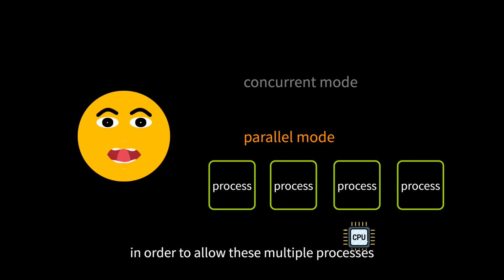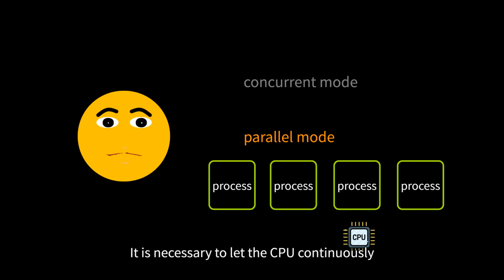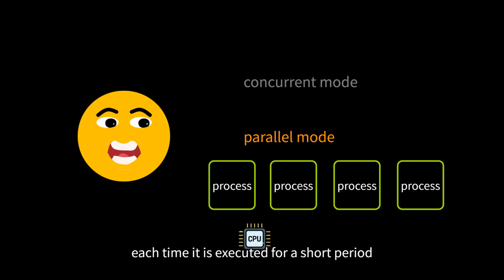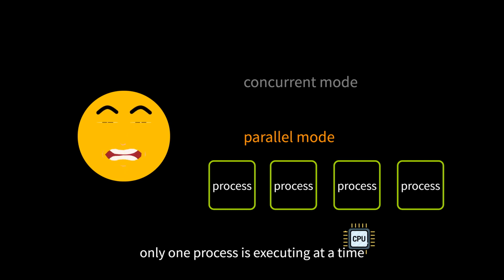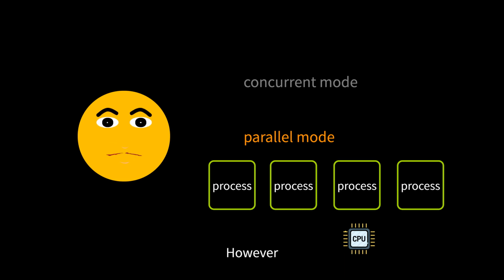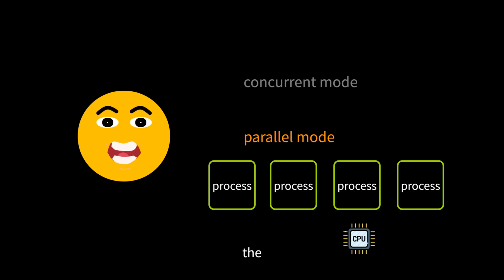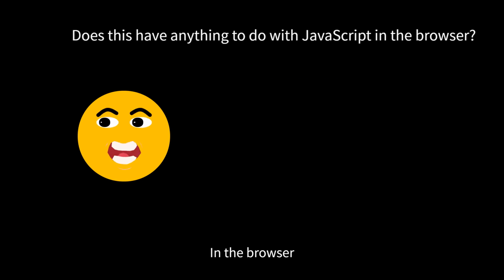However, in order to allow these multiple processes to proceed simultaneously, it is necessary to let the CPU continuously rotate execution. Each time it is executed for a short period of time. Therefore, in reality, only one process is executing at a time. However, because the rotation is so fast, to the user, the processes seem to be proceeding at the same time. This is concurrent mode. So, does this have anything to do with JavaScript in the browser?